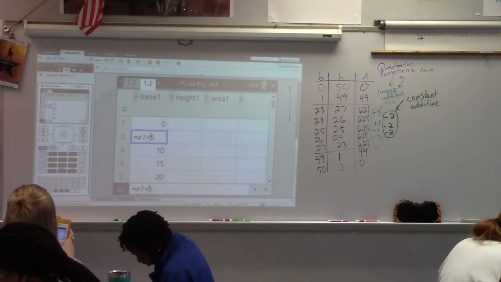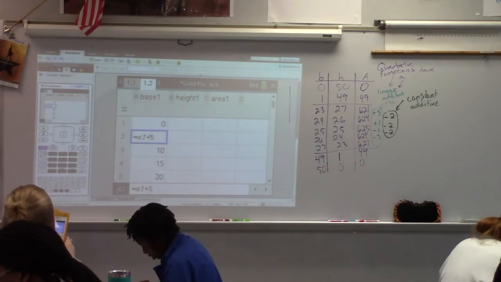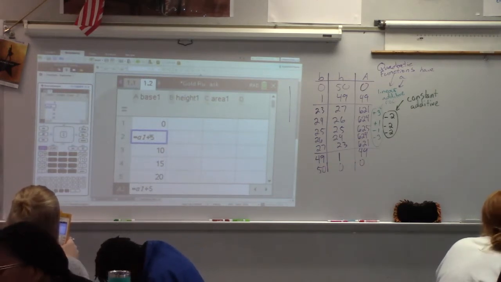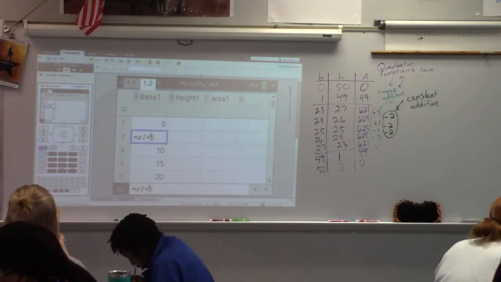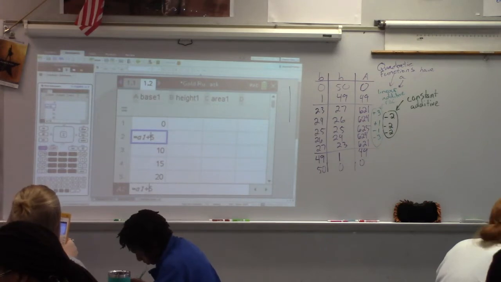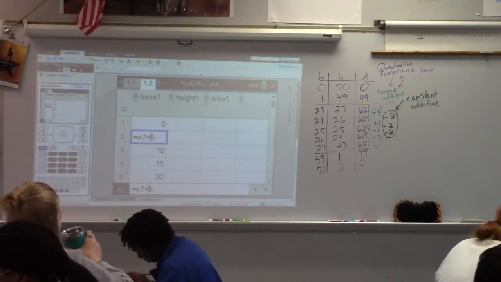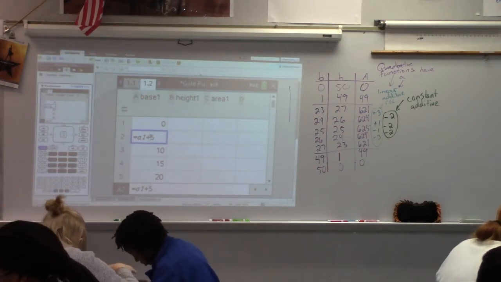Who needs me to wait before I move on to the height section? You need to type it in the white cells, not the gray cells. You have to start with 0, and then you have to do that previous value. And what are you adding to that previous value? Right? And then you can drag and drop it.